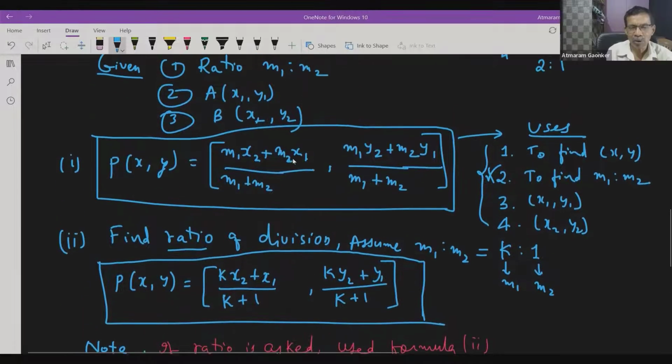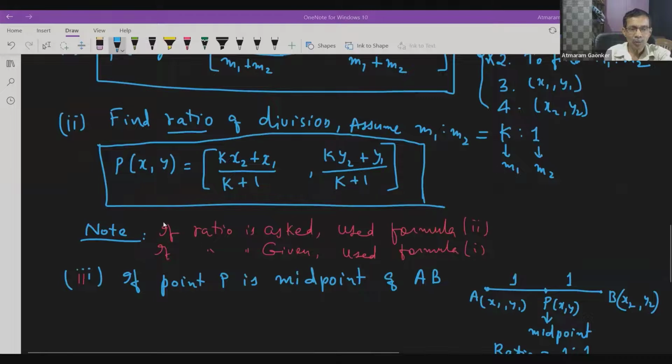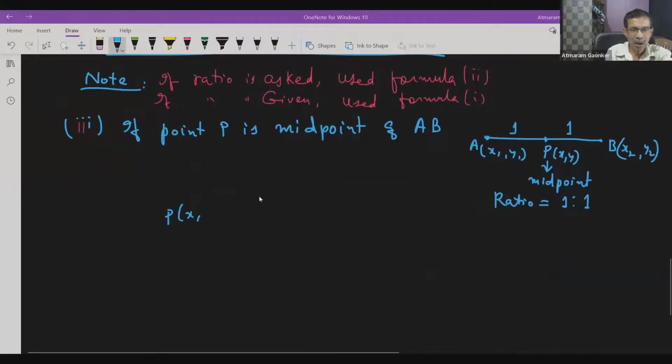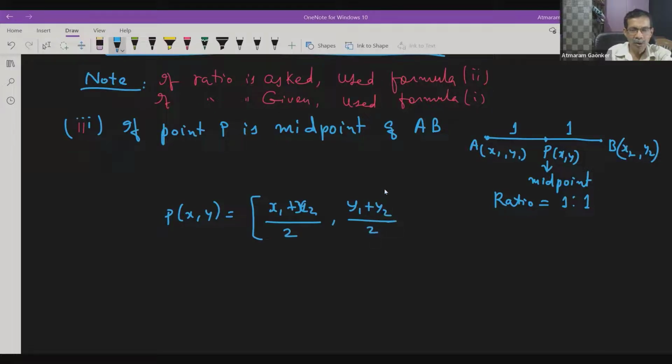M1 is 1, M2 is 1. Here, M1 is 1, M2 is also 1. So the numerator will be X2 plus X1 or X1 plus X2. So point P, X comma Y will be equal to, numerator will be X1 plus X2 divided by 1 plus 1, that is 2. And here it is Y1 plus Y2 divided by 2.